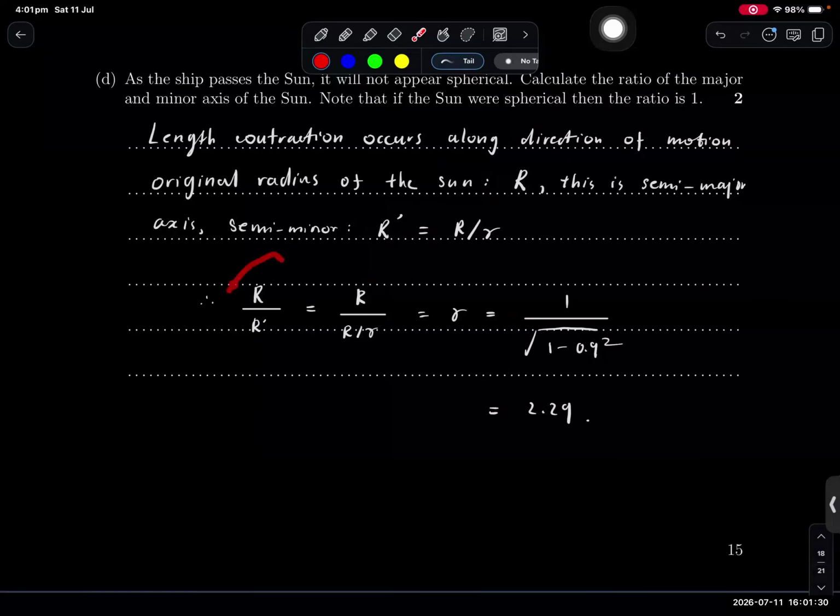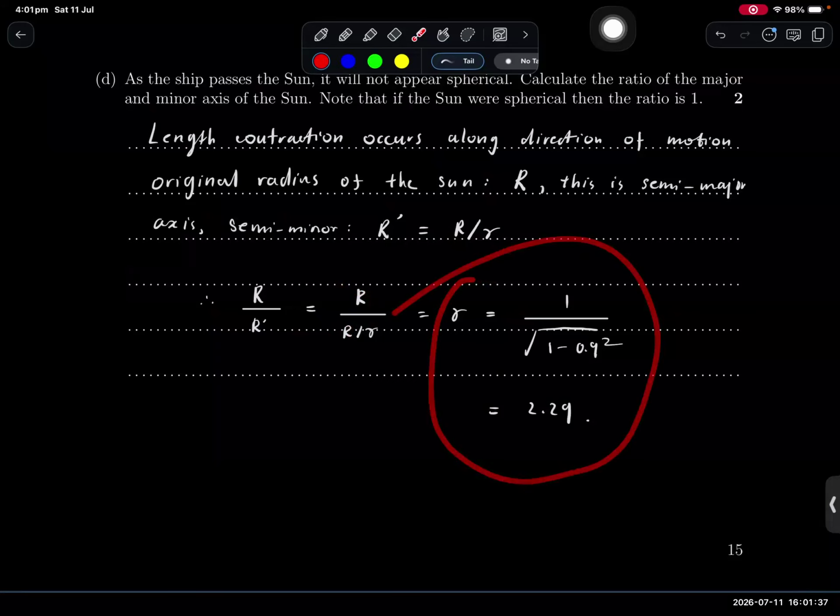Okay, so you just do the calculation. Just do the ratio, right? And then make a substitution, cancel out the r. It's pretty much just the Lorentz factor. Okay.